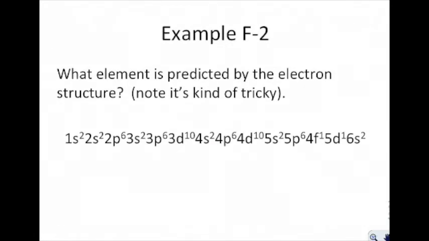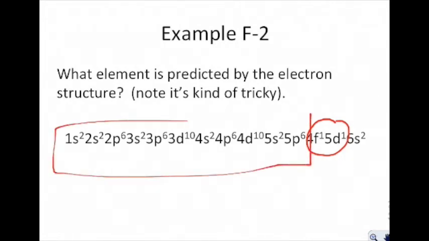What is the element that is predicted by the electron structure? And then it says, note, it is kind of tricky. This is an interesting one because of this right here. The first thing that you want to do is write it in a standard notation. If you write it in a standard notation, it'll be much easier for you to figure out exactly what it is. So the first thing we can do is ask, where is the last time that I have a complete orbital structure? And that would be right here, this 5p6. If you were to take a look at the 5p6 on your periodic table, it would be much easier for you to identify exactly which element we're talking about here.